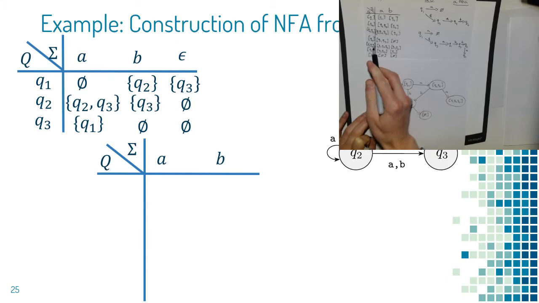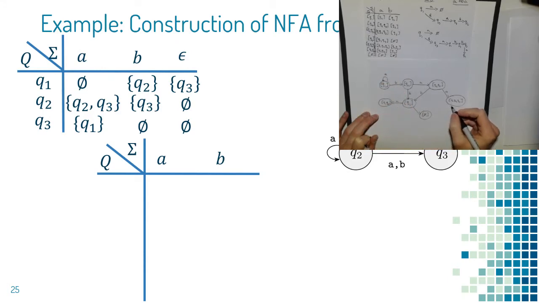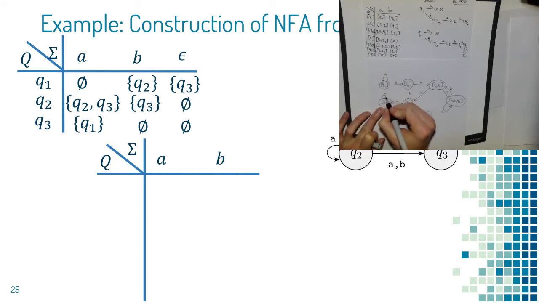If I'm in Q1, 2, 3, and I get an A, I'm going to stay there. If I'm in Q1, 2, 3, and I get a B, I'm going to go to Q2, Q3. In Q1, Q3, if I get an A, I'm going to stay there. And if I get a B, I'm going to go to Q2. If I'm in the dead state, it doesn't matter if I get an A or B, I want to stay in the dead state. There we go.